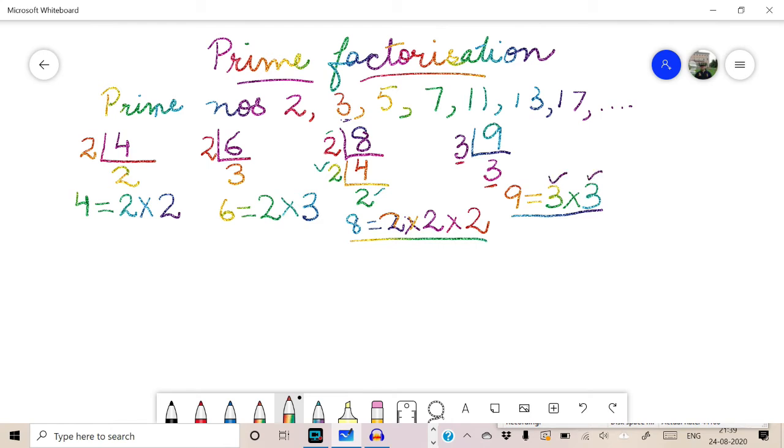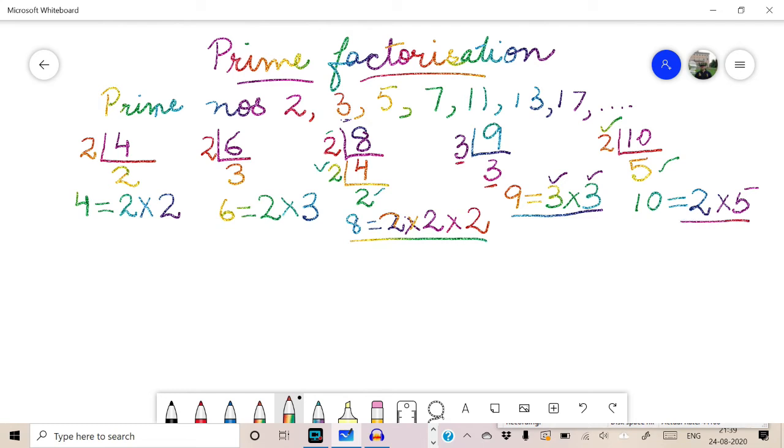Okay, the next composite number is 10. Let us change it as a product of two prime numbers or more than two prime numbers. So the number with which 10 is completely divisible is 2. 2 5s are 10. Now 2 is also prime and 5 is also prime. So 10 is equal to 2 multiplied by 5.